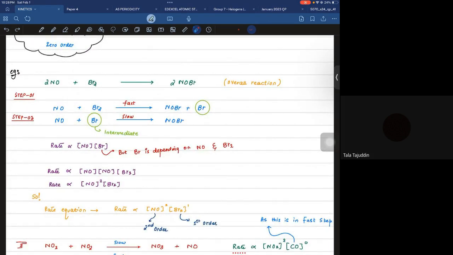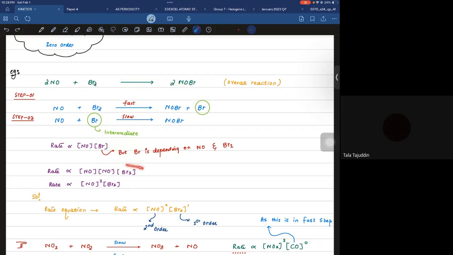Now I'm going to write the rate equation. As you can see, rate is directly proportional to NO and Br2. NO and Br2. So as you can see, Br is depending upon Br2 and NO. So I'm going to replace this with NO and Br2. I have written NO and Br2 rather than Br, because Br is depending upon these two.